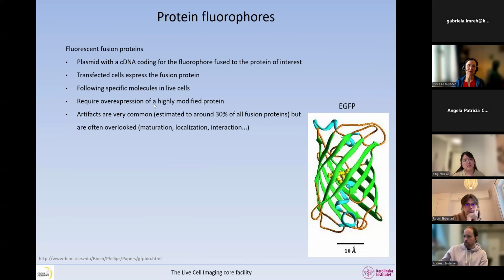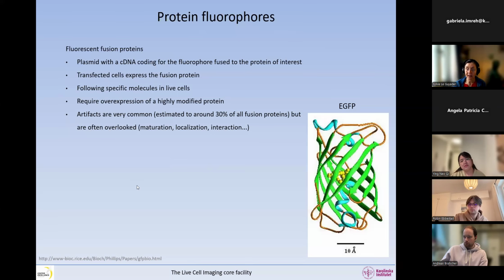But one of the main disadvantages of this is that it requires overexpression of a highly modified protein. So we need to make sure that this does not interfere with what we want to measure. And the artifacts are very common. It's estimated, and I have the paper in here if you want to look, to be around 30% of all fusion proteins that will create some sort of artifact. But unfortunately in biology, we don't really check. So we should definitely check more when we make a new fusion protein that has not been made before.